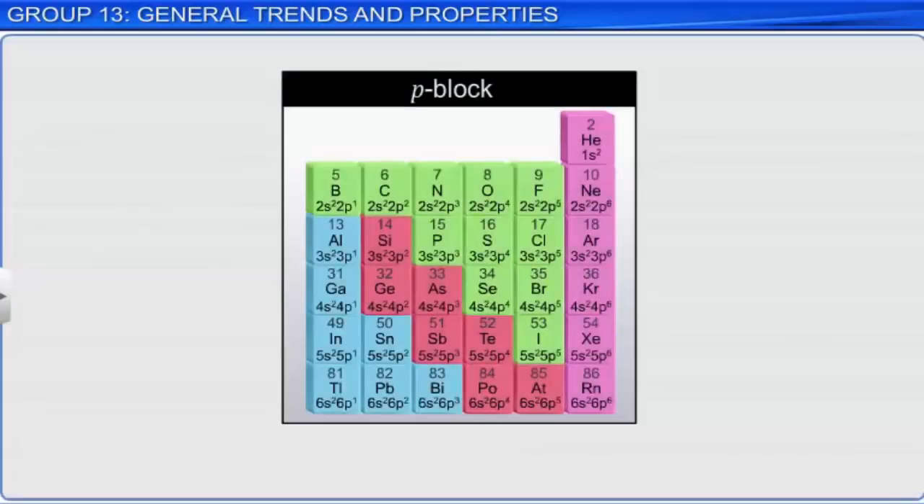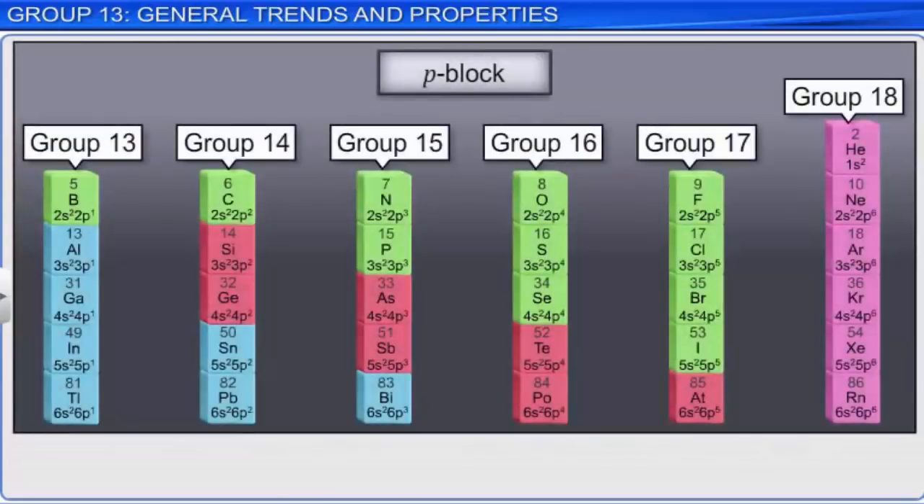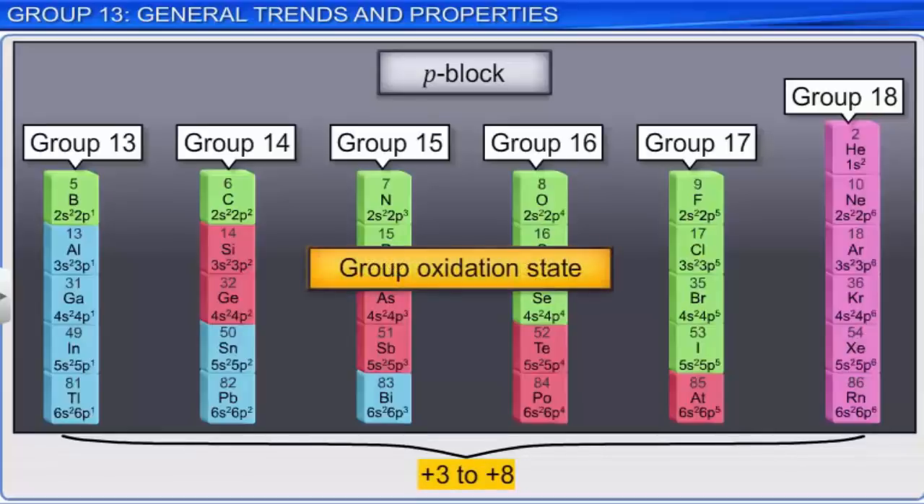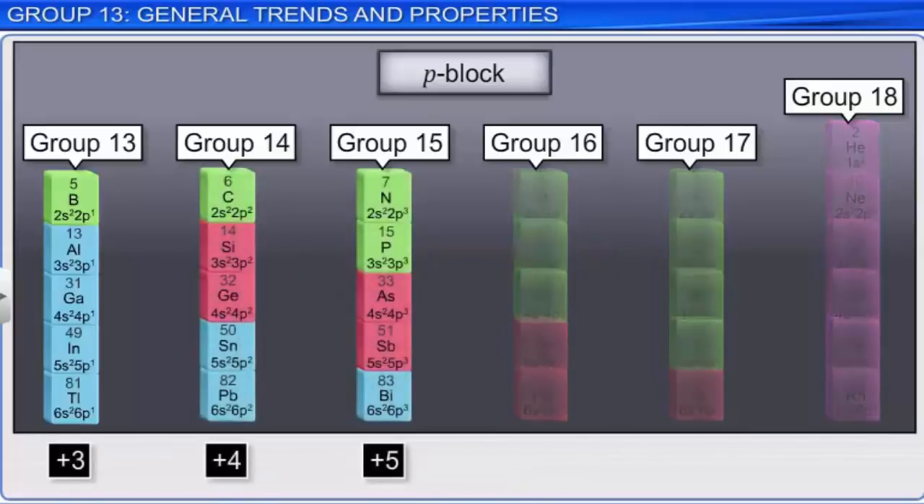For p-block elements, the maximum oxidation state is equal to the total number of valence electrons. So, as we move from group 13 to group 18, the maximum oxidation state rises from +3 to +8. This is sometimes called the group oxidation state. For the boron, carbon, and nitrogen families, this is the most stable oxidation state for the lighter elements in each group.